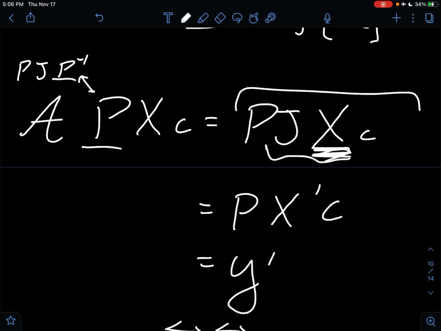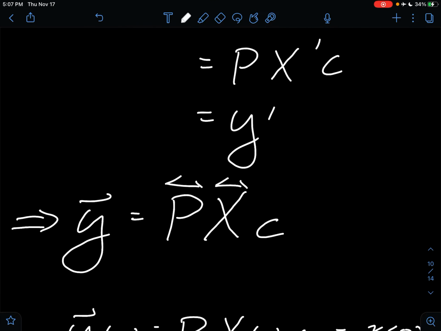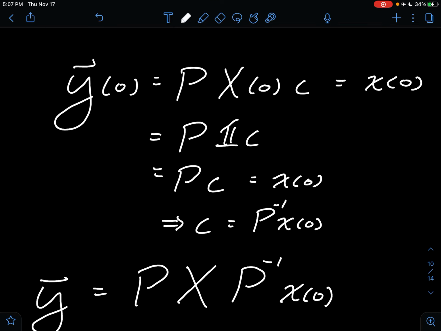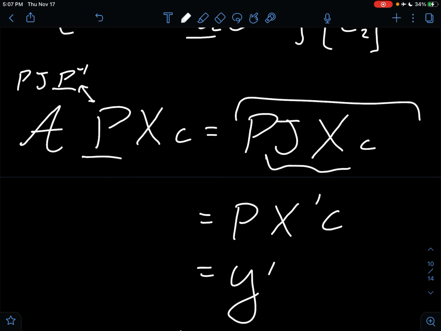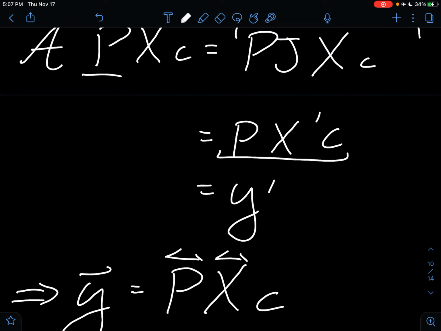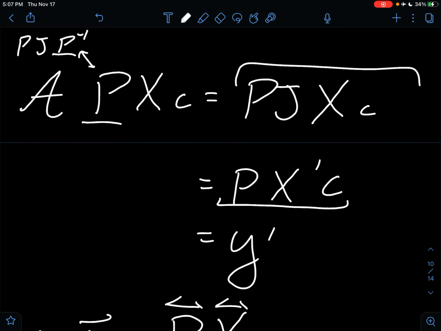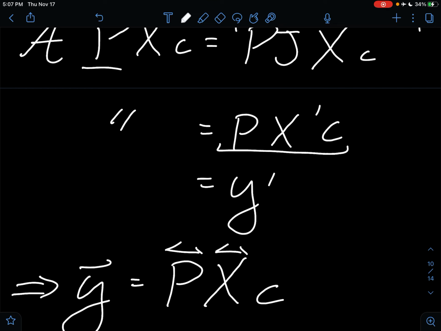But what do we know about X? The special thing about X is that it solves the equation J X equals X prime. That's the whole point of X. So we take that fact and we can replace J X with X prime. And what do you know? P X prime c is what we got for y prime. That's the same thing. So what this all means is that y prime is equal to A y. Okay, fantastic. So that means that y is a solution.